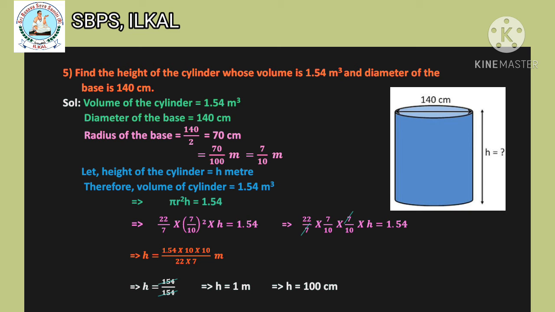Then h is equal to 1.54 into 10 divided by 22 into 7, which is equal to 154 divided by 154. If you strike out, 154 ones are 154, height is equal to 1 meter, which is nothing but 100 centimeter. We got height of the cylinder is equal to 100 centimeter.